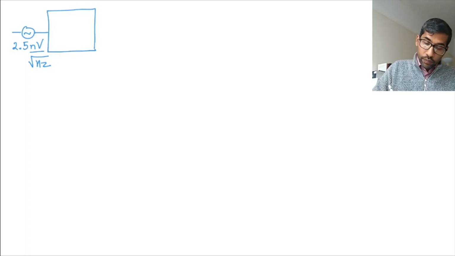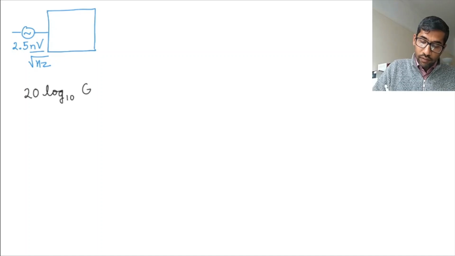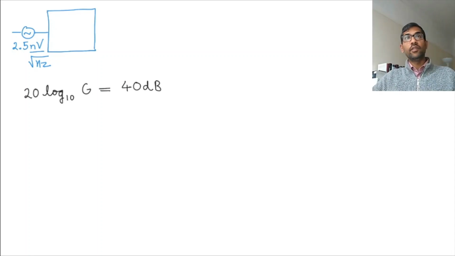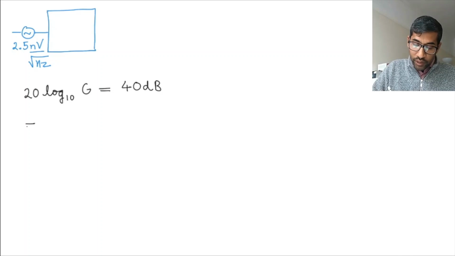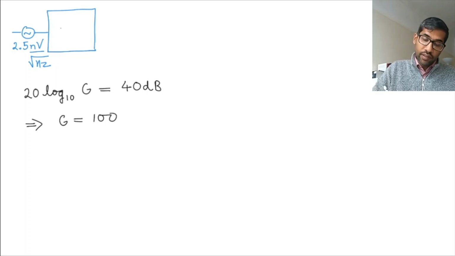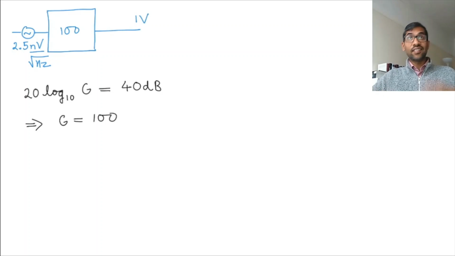If you want to convert that into normal gain, 20 log 10 gain in normal terms is equal to 40 dB. That's how you convert gains into dB. If you evaluate this, you get G equal to 100. So the gain of our amplifier here is 100, and the output that you're getting here is 1 volt. That's the signal output.